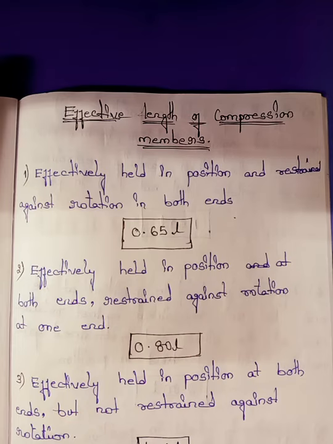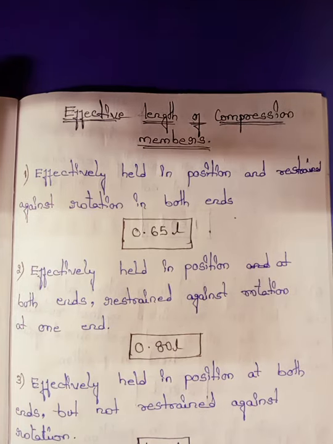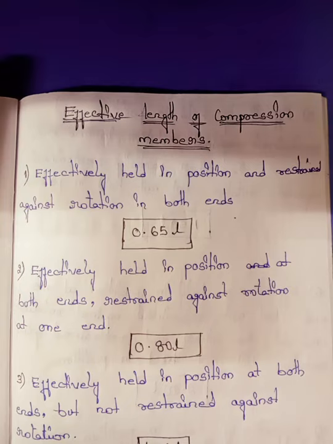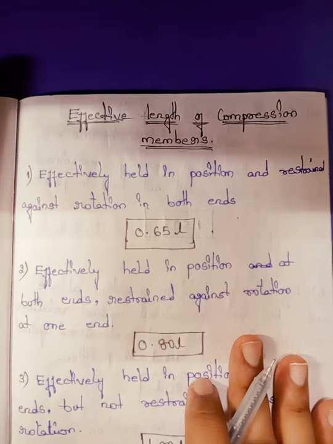So in this video, I would like to explain about the effective length of compression members. Compression members are, for example, columns. In this video, I am going to explain for which type of condition what is the effective length of the column. This type of question has come in many competitive exams, and if you see the previous papers of AEE and AE, you will come across this type of questions. So we'll see that in detail.